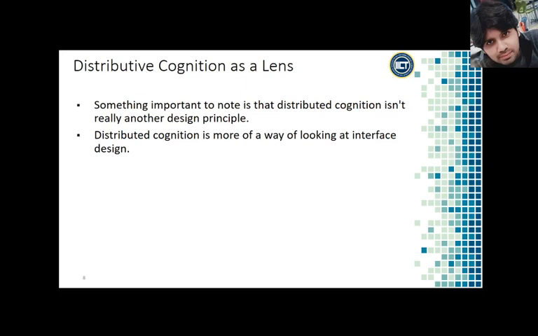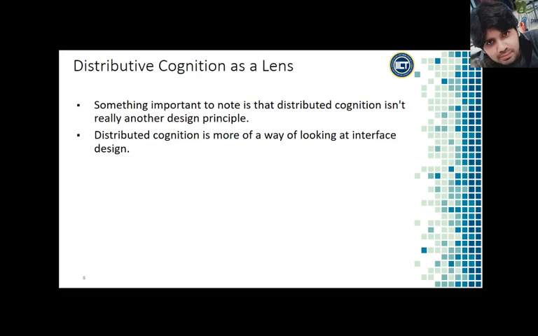Now let's see distributed cognition as a lens. Something important to note is that distributed cognition isn't really another design principle. Distributed cognition is more of a way of looking at interface design. It's a way of approaching the problem that puts your attention squarely on how to extend the mind across artifacts. We can actually view many of our design principles as examples of distributed cognition.